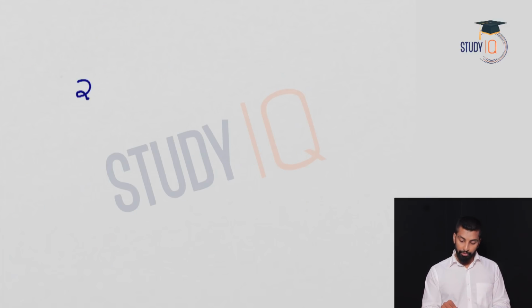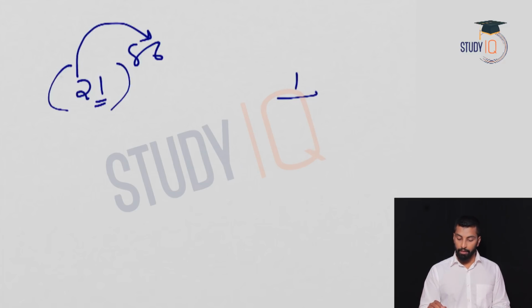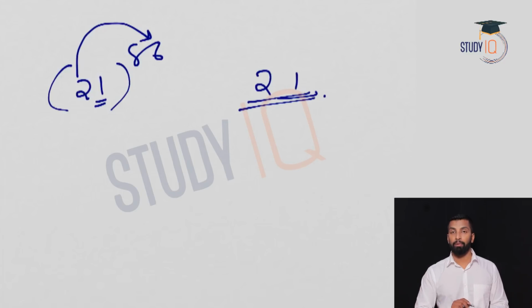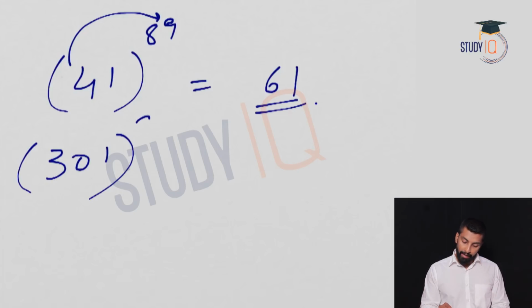So what about 21 raised to 86? The last digit will be 1 because the number is ending in 1. The previous digit will be 2 into 6, 12, that means 2, so 21. What about 41 raised to 89? The last digit will be 1. 4 into 9, 36, so 6. Now what about 301 raised to 89? The 3 is not important. Number ending in 1, last digit will be 1. 0 into 9, 0.